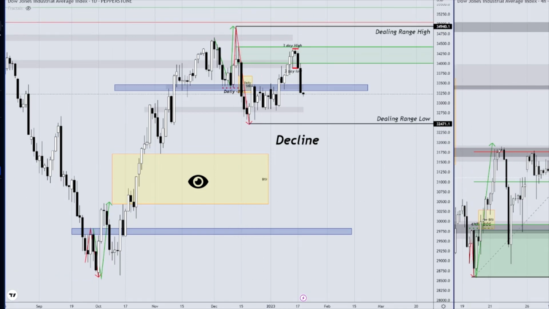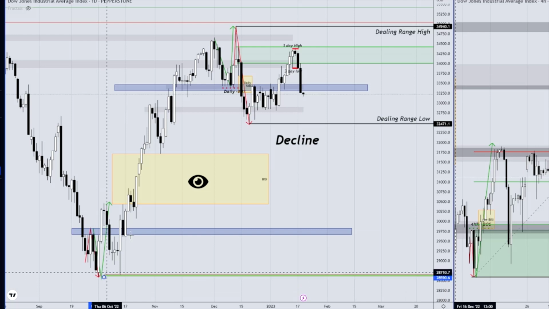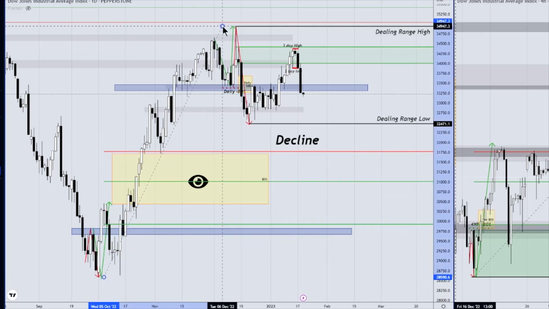If I just put a fib very quickly from this low to this high, you can see we're in premium at the moment. So to get down to discount, it's within this region here. So that's in alignment with what I'm thinking. All of this area is internal range liquidity.